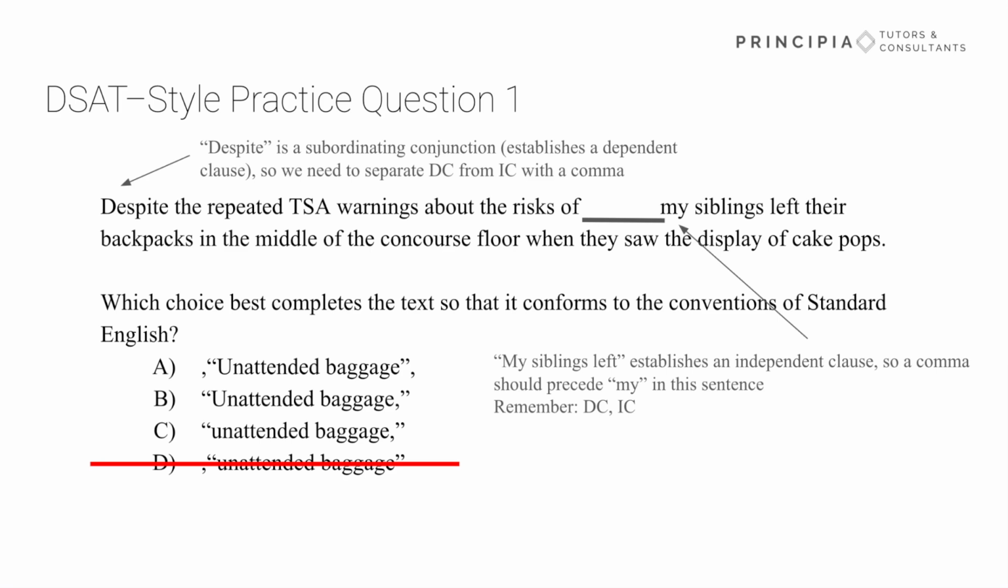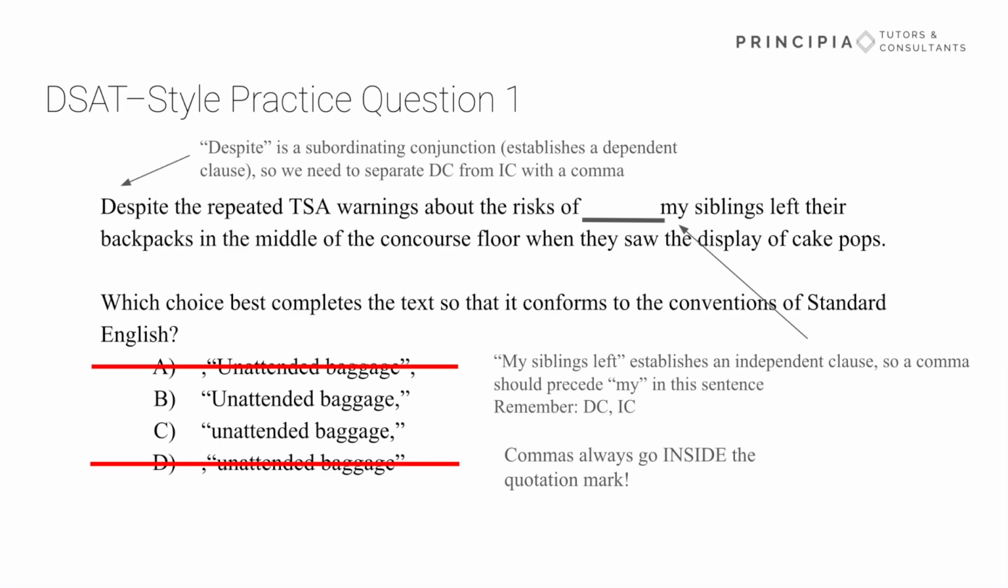Up next, we have to consider, are we inside the quotation mark with our commas? If the quotation mark comes before a comma, we've made a grammatical error. Here we have A, which breaks that rule. Get rid of it. Now, we're looking at two options, very similar.